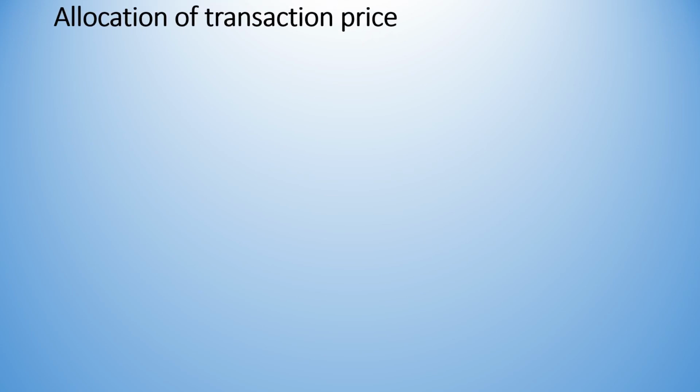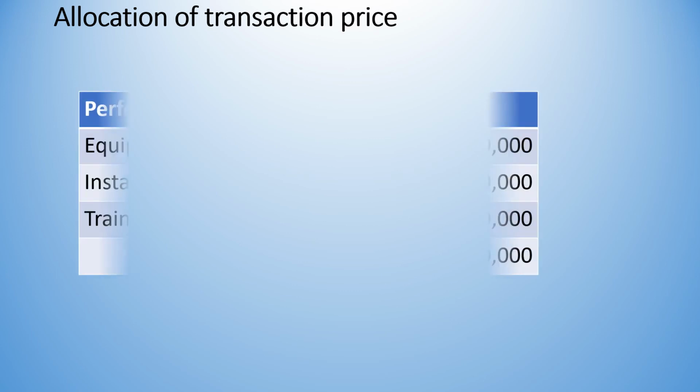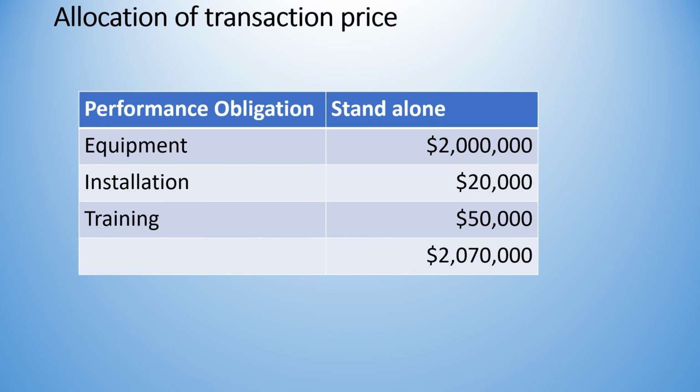So the first step is we have to allocate the transaction price. The total revenue of 2 million should be allocated to the three components based on their relative fair values. In this case, we have to use the standalone price as the fair value. The fair value of the equipment should be considered as $2 million, the installation fee is $20,000 and the training is $50,000. The total fair value is considered as $2,070,000.